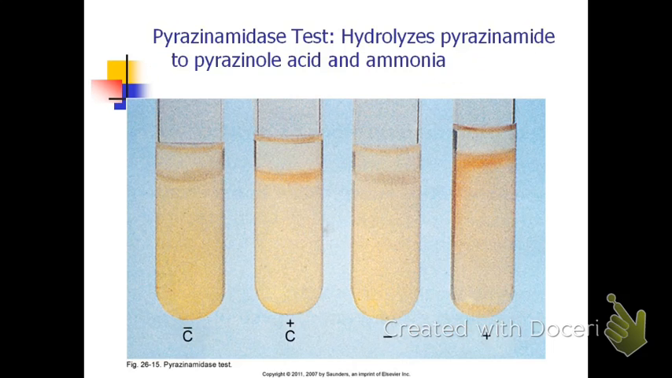Then the other one is the pyrazinamidase test. The enzyme pyrazinamidase could hydrolyze pyrazinamide to pyrazinoic acid and ammonia. As you can see, the brownish ring on top of the butt is considered a positive reaction.